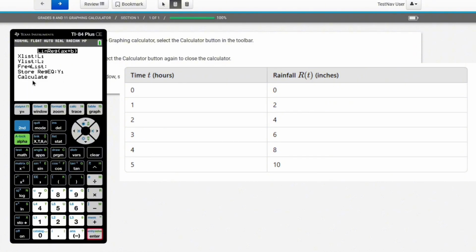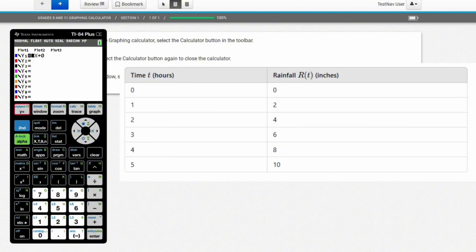So now when I calculate this, it's going to live in y equals. So you go down, you hit calculate. This shouldn't come off as a surprise that based off of the numbers, we have y equals 2 times x, or I guess technically in this case, r of t equals 2t. But if I go to y equals, there's my equation waiting for me. And that's why we do this process.